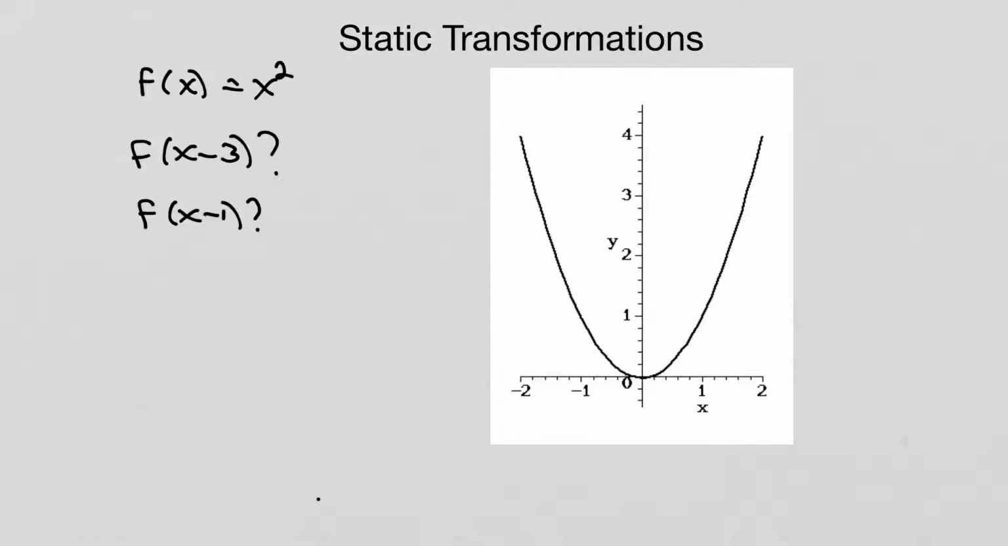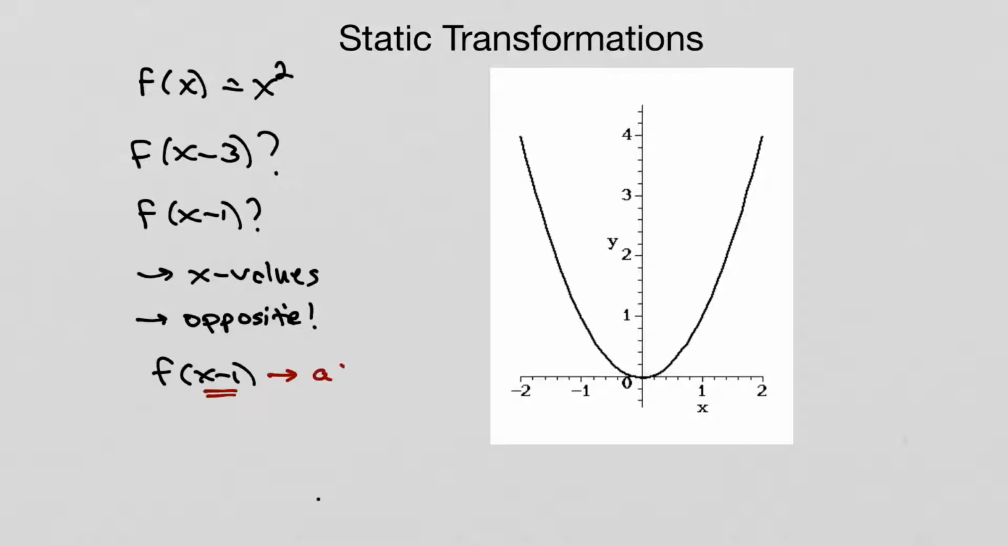Well, if we're doing something inside the function like this, remember this affects the x values. And what's odd is that this does the opposite of what you think it would do. Nice spelling on my part there. So if you think about this f of x minus 1, it looks like we're changing the x values by reducing it by 1. But since it's on the inside of my function, it does the opposite of what you think it's going to do. Right? So I'm going to affect my x values by adding 1 to each x value.